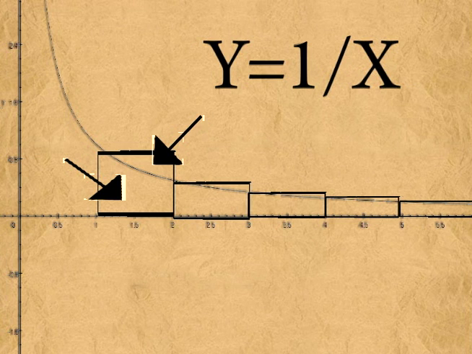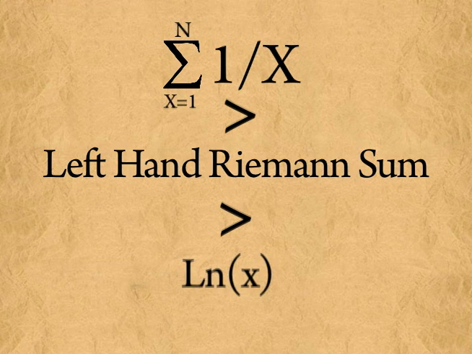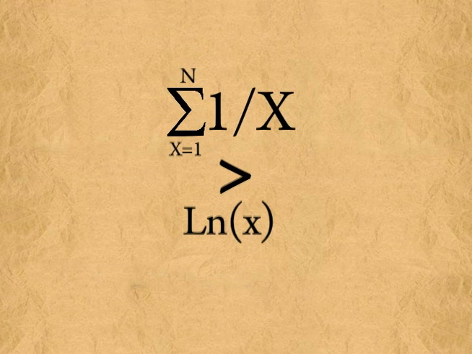Thanks to differential calculus, the area under this graph is represented by the natural log of x. Therefore, the Riemann sum is greater than the natural log of x, but less than our equation. This means that we can take out the middleman and just say that our equation is greater than the natural log of x.